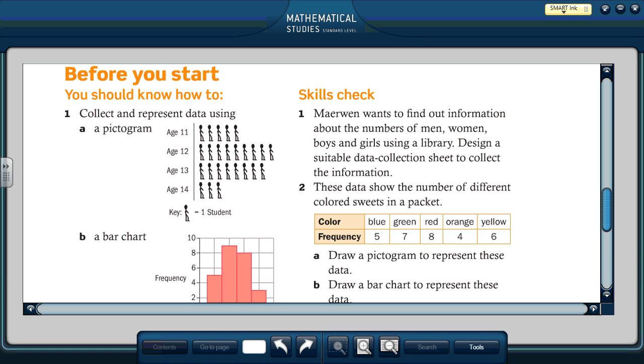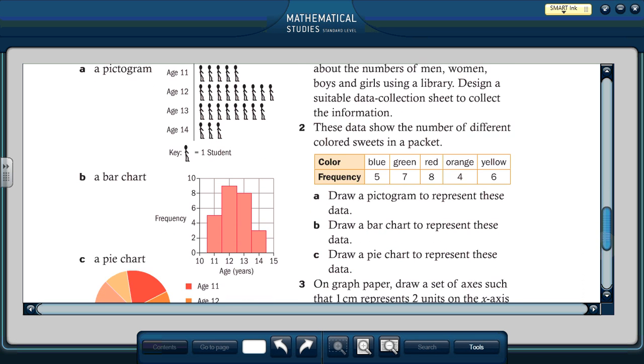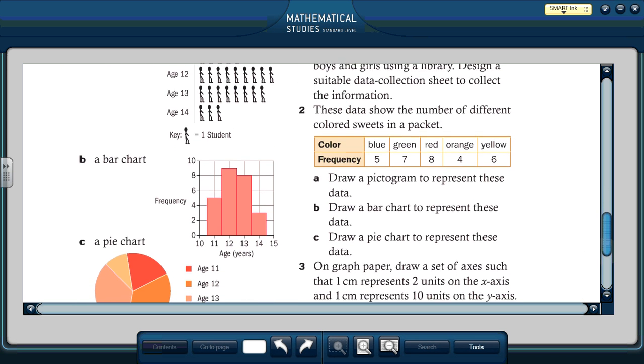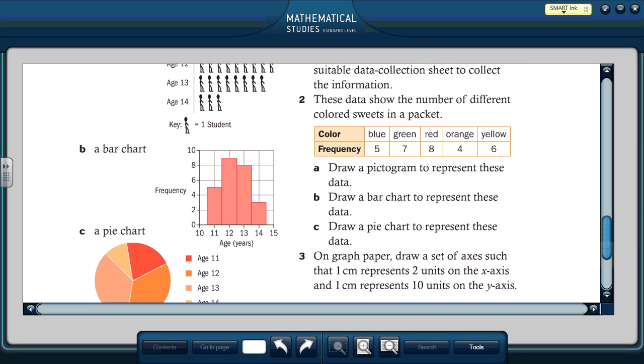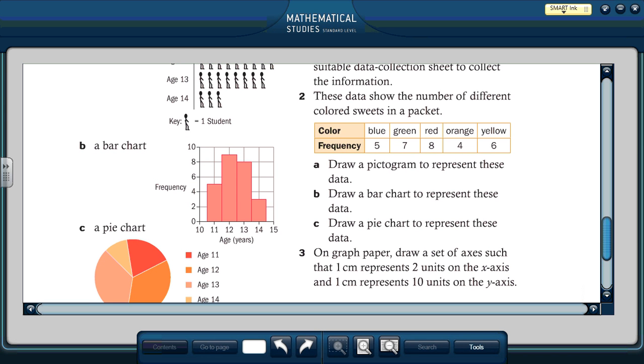Number 2, the data show the number of different colored sweets in a packet. The colors blue, green, red, orange, and yellow, and then the frequency that they occur. So you need to do A, draw a pictogram to represent these data, B, draw a bar chart to represent these data, and C, draw a pie chart to represent these data. I feel like it should be this data, but whatever.